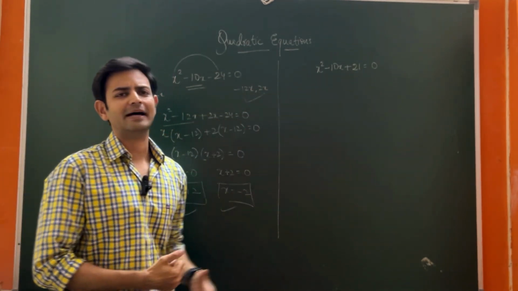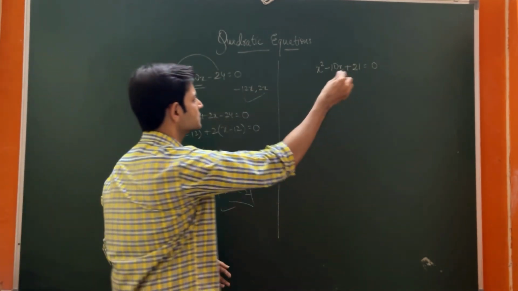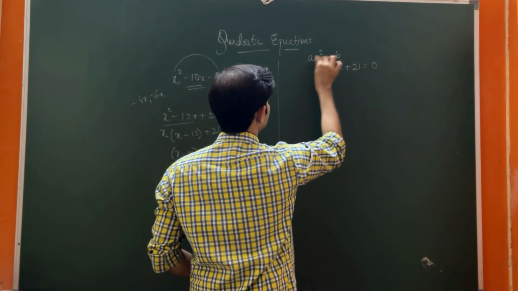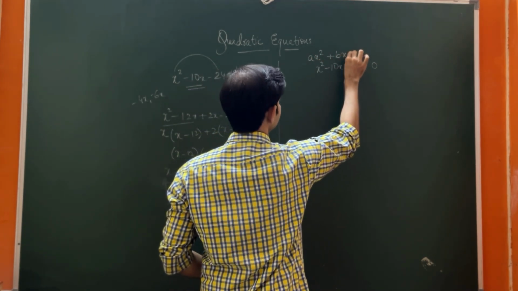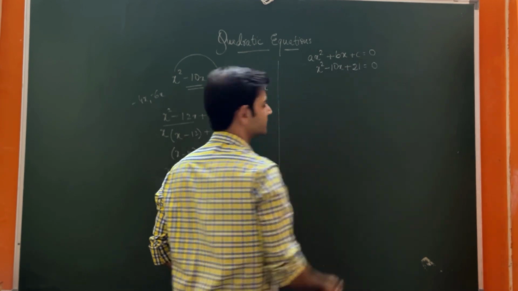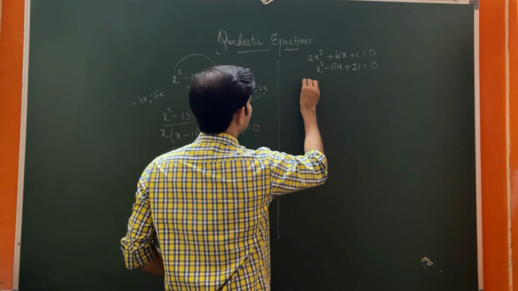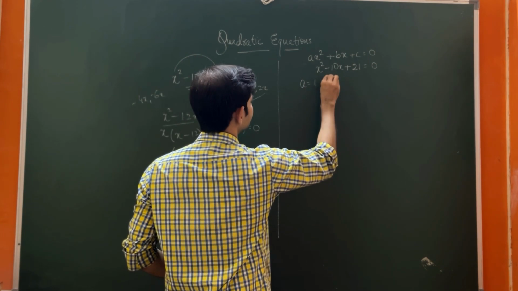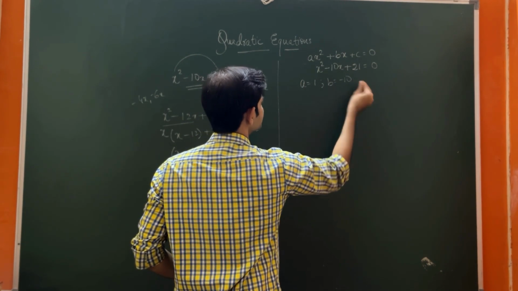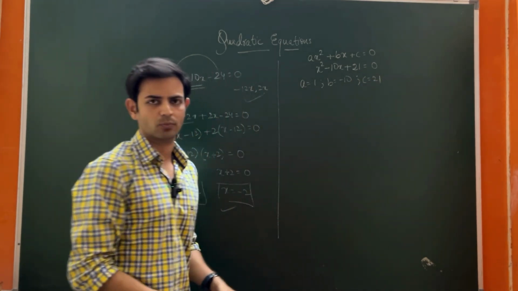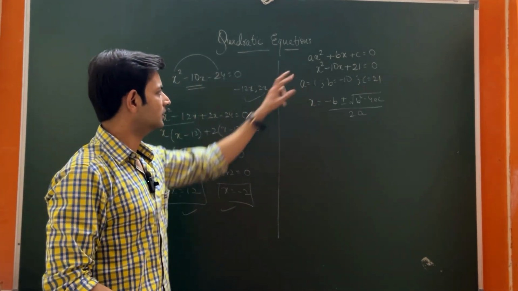Now let us go by the formula method here. Let us remember our standard equation, that is ax square plus bx plus c equal to 0. If we compare the coefficients, we'll get a is equal to 1, b is equal to minus 10 and c is equal to 21. Let us apply this here.